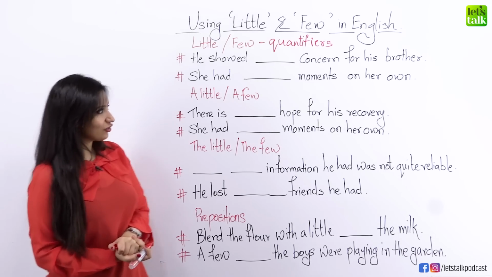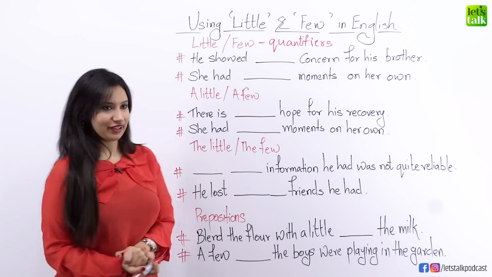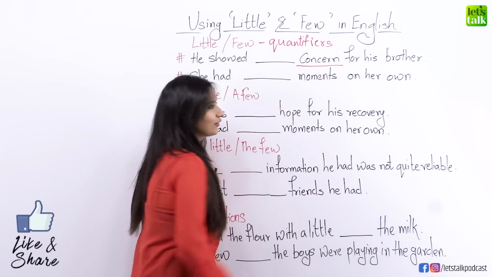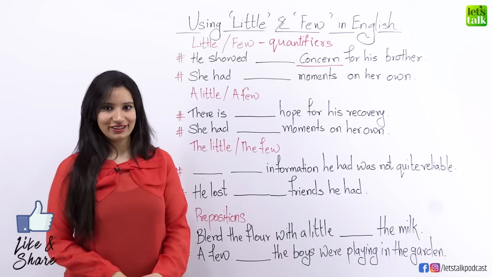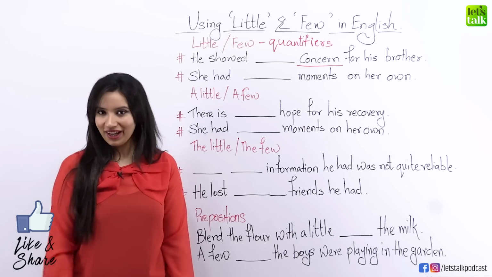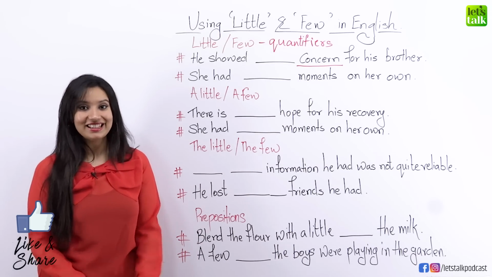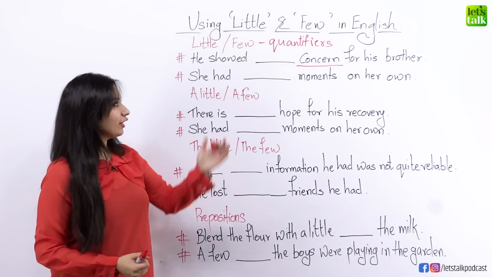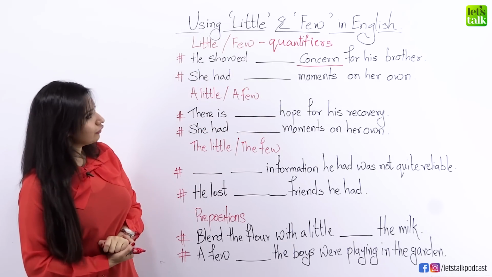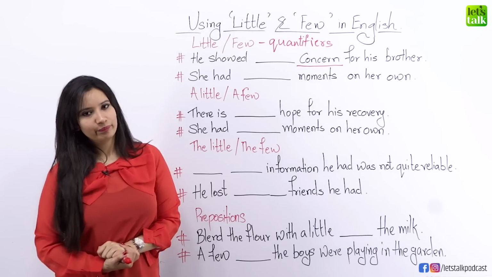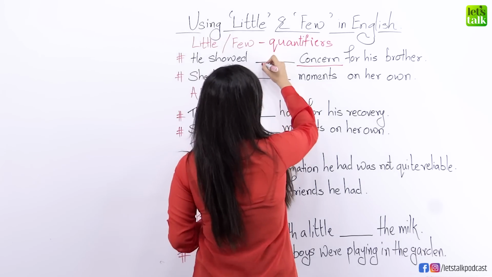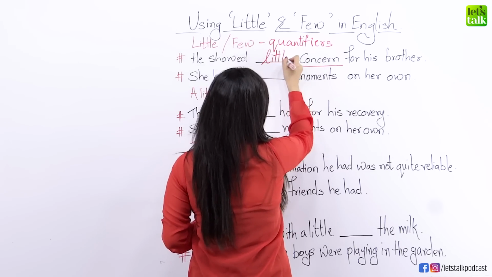He showed dash concern for his brother, okay? Because the main noun of this sentence is concern. So can you count the number of concern on your finger? Can you say concerns and say 1, 2, 3 concern? No, you can't. So this means that this is an uncountable noun, all right? And whenever we have an uncountable noun, let's see, should we use little or few? He showed few concern for his brother. That will be incorrect. So we'll say he showed little concern for his brother.